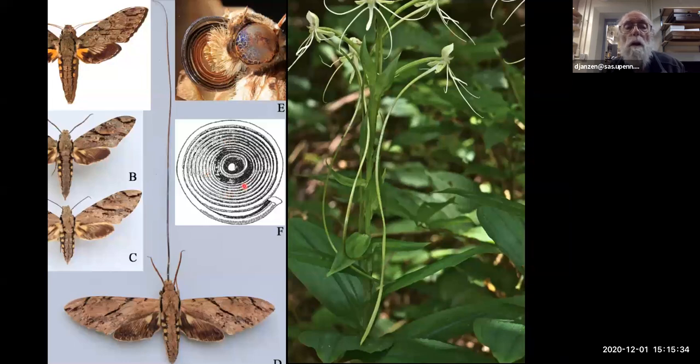But of course, the thing to notice is this moth here, taxonomically, is not related to this moth. So this trait has been evolved independently in Africa and the New World. They're not in the same genus. They are in the same family, Sphingidae, but they're not related. Yet look how similar they appear to each other.